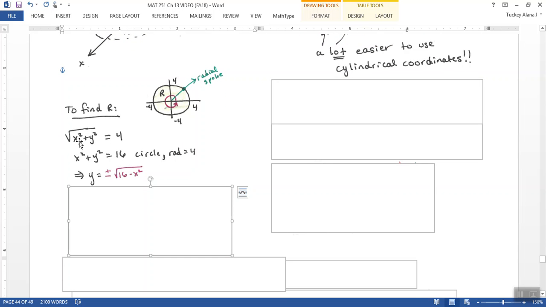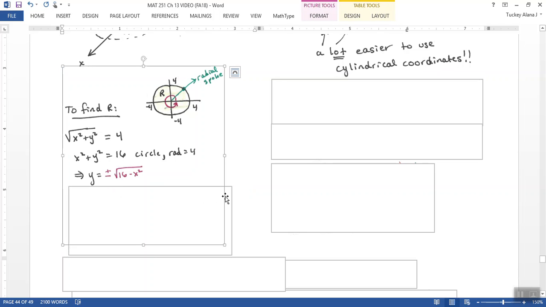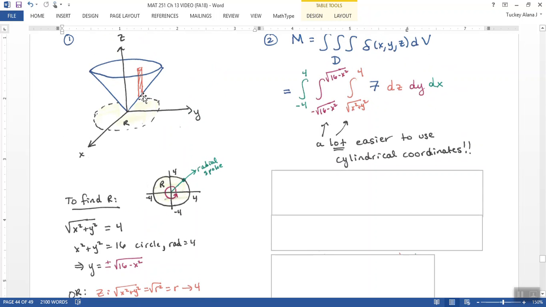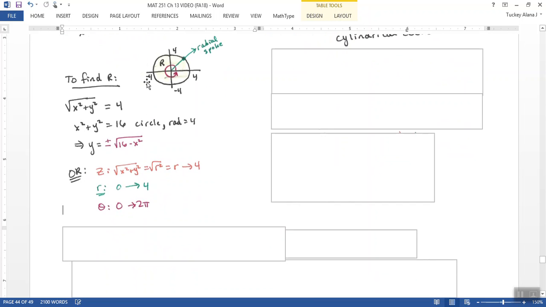Well, z is the square root of x squared plus y squared, so that would be the square root of r squared, which is r. So my z is going from r to 4. Simple as that, right? You start down here at r and work your way up to 4, and then r goes from 0 to 4, theta goes from 0 to 2 pi. Easy peasy, right? Those are actually a lot easier limits of integration than what I started with.